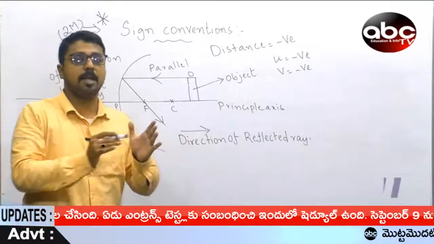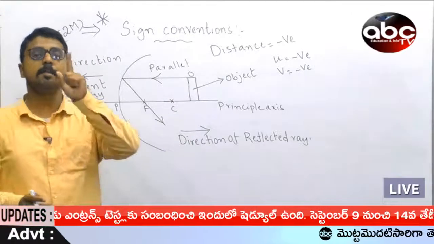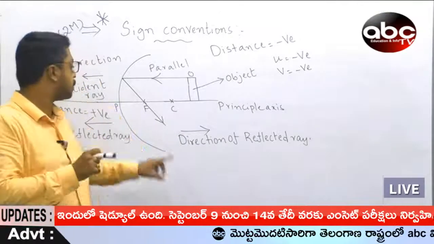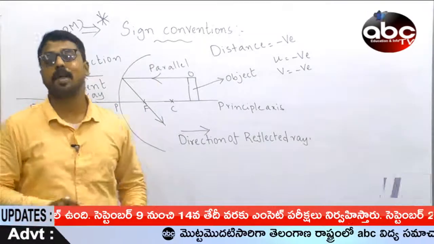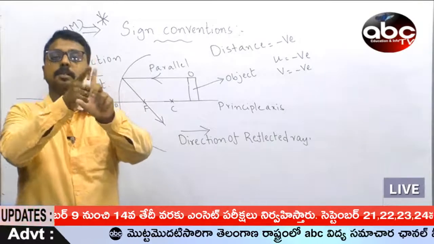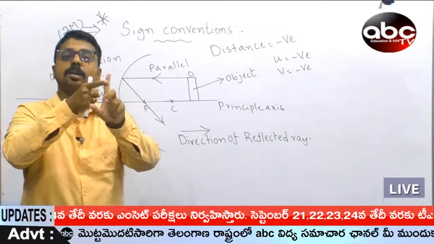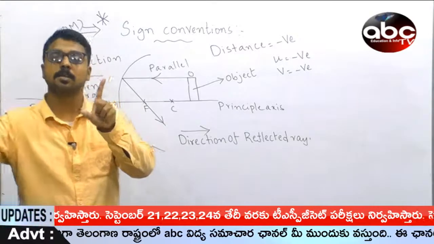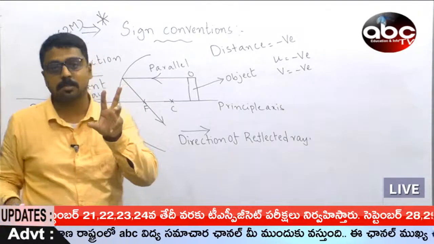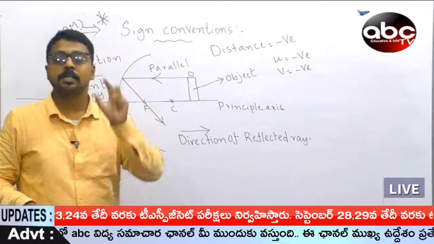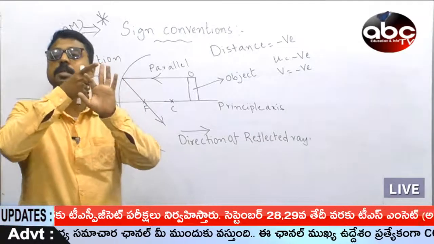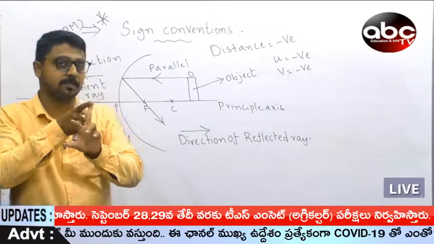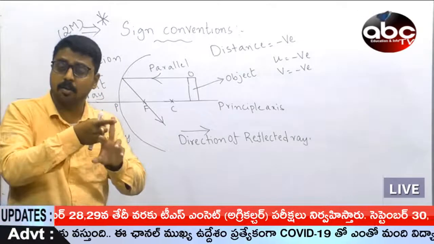So let me give you first point number 1. What is point number 1? All the distances must be measured from the pole. Example, pole to focus, focal length. Pole to center of curvature, radius of curvature. Pole to object, object distance. Pole to image, image distance. This is the first point. Second point, if you are going to discuss heights, whether that may be of an object or an image.